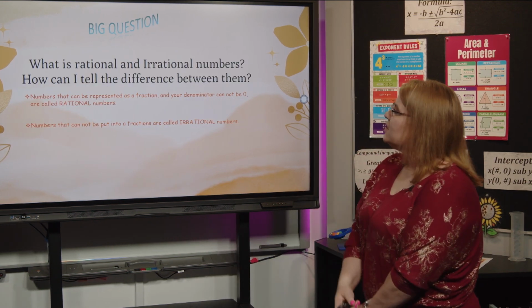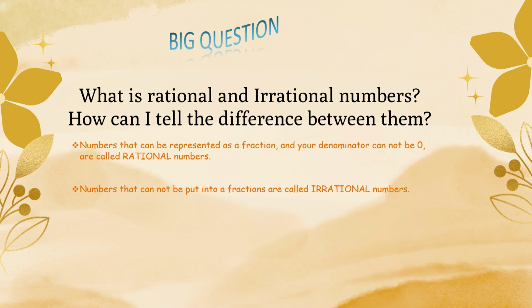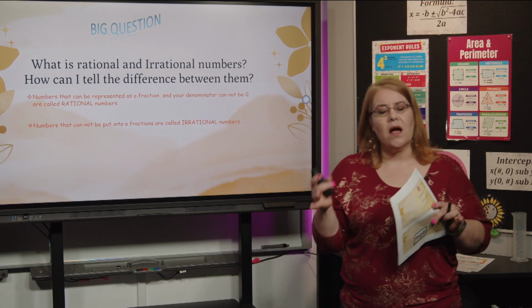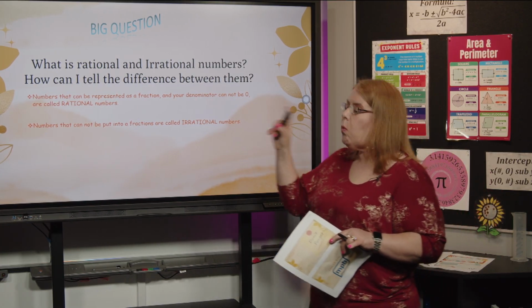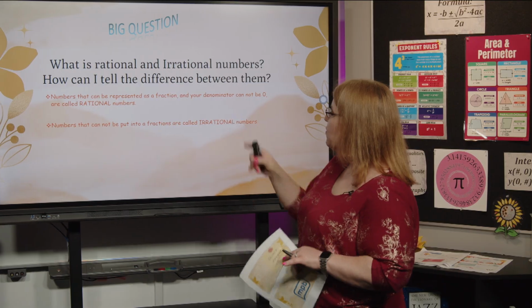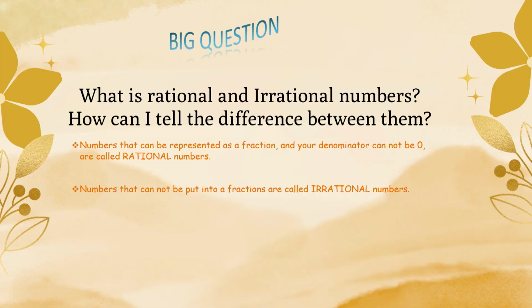So let's look. Here's a big question. What are rational and irrational numbers? How can I tell the difference between them? Well, we went over some of this in our last session, but one true way to look is numbers can be represented as a fraction, and your denominator cannot be 0, and these are called rational numbers.